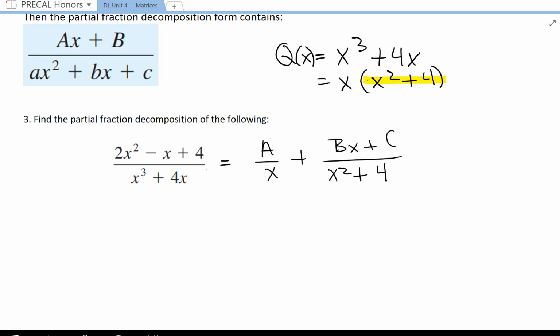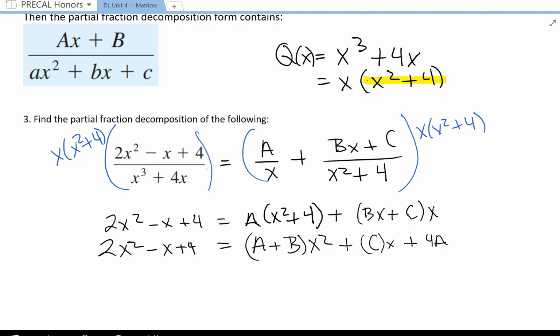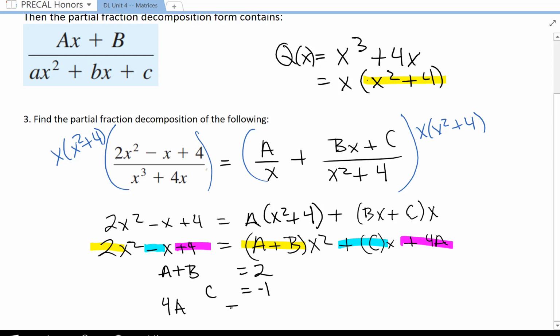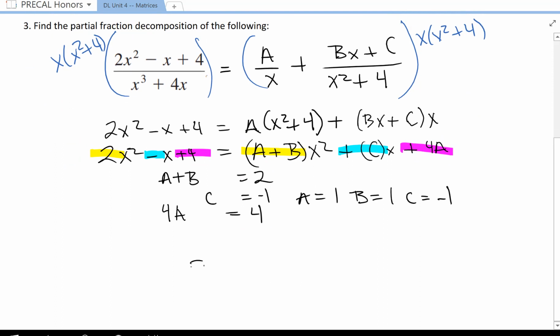Okay, we're going to multiply both sides by the denominator, and I'm going to distribute that. Okay, let's go ahead and line up our coefficients to create our system. A plus b equals 2, c equals negative 1, and 4a equals 4. So a must be 1, b must be 1, and c must be negative 1. Our partial fraction decomposition is this. Ta-da! Last case, I promise.